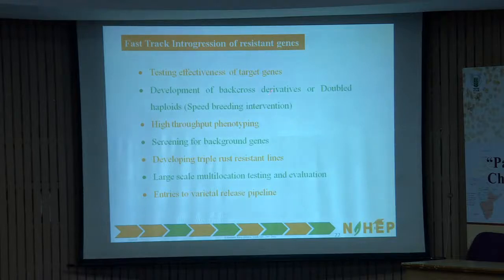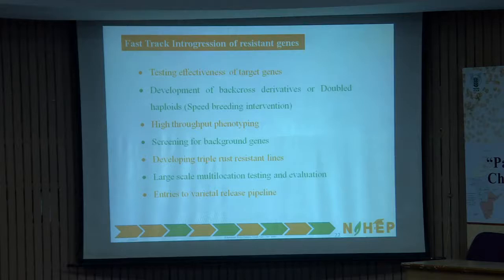Then we developed backcross derivatives and double haploids. Then we did high throughput phenotyping for them, followed by screening of background genes. You have some foreground genes, but still your varieties will be having some of the background genes, that I will explain. Then you can develop triple rust resistant lines.